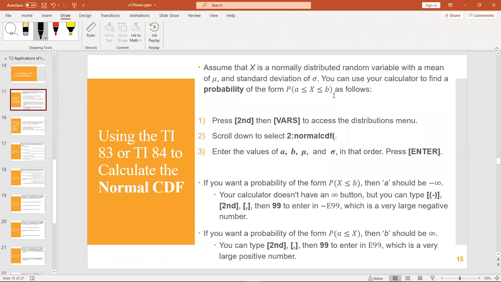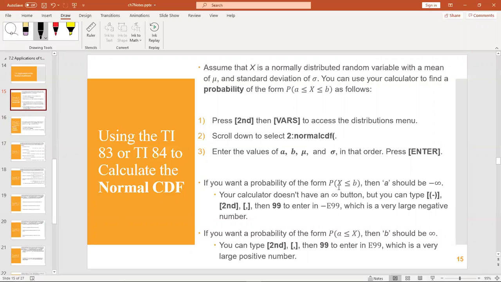you're going to push second and then the vars key. That'll get you to where the distributions live. The second one, normal CDF, is the one that you're interested in. You have to enter in values of A and then B to tell it how low you want to go, tell it how high you want to go, then tell it the mean of the distribution, and then the standard deviation of the distribution.